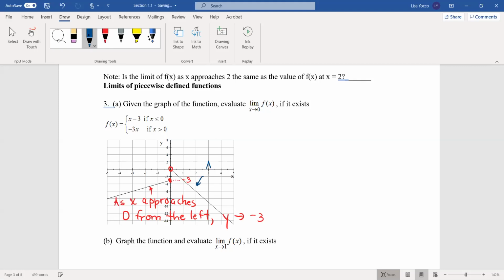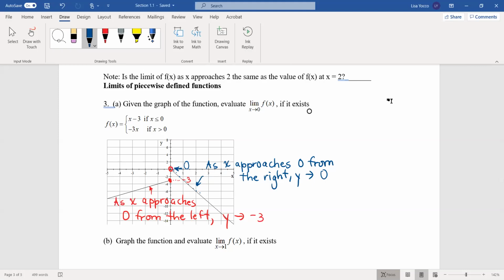To talk about x approaching 0 from the right, so as x approaches 0 from the right, now we're on this piece of the function, and we're right here, y is equal to 0. Or the y value at that point is 0.